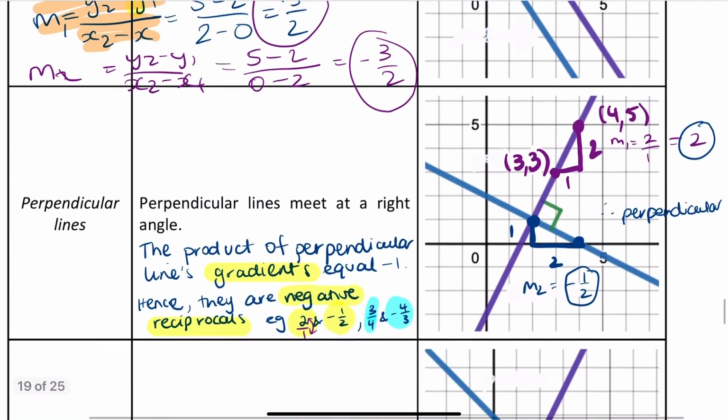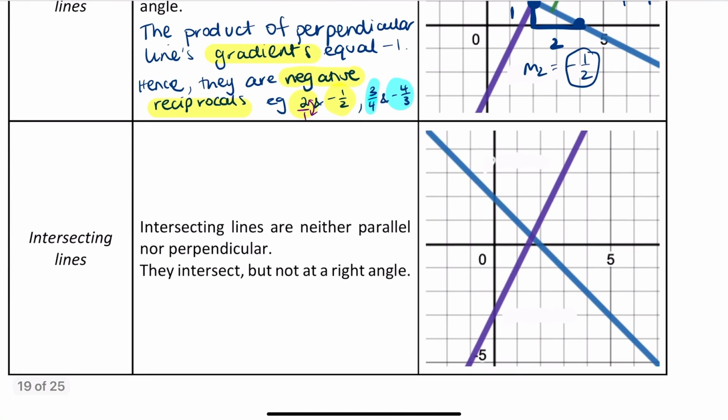Last but not least, we have intersecting lines. These are neither parallel nor are they perpendicular. So they don't satisfy the same gradients as a parallel line, and they are not negative reciprocals of each other. So let's prove that this is neither parallel nor perpendicular. I'm going to pick 2 points. Let's do this one and this one. It rises 2, across 2. So this gradient is 2 over 2, which equals 1.